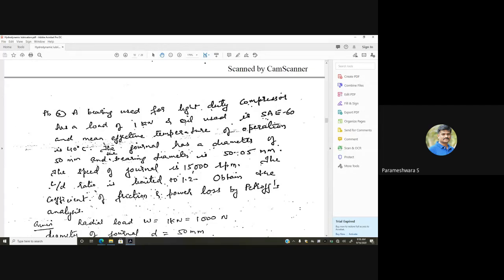So the problem is similar to the previous one. And one more thing, the L by D ratio is given as 1.2. Obtain the coefficient of friction and power loss. So I will leave this problem as an assignment. All of you just try this problem, and I'll solve it in the next class. If you have any doubt, you can raise the question now. Otherwise, I will end the session.